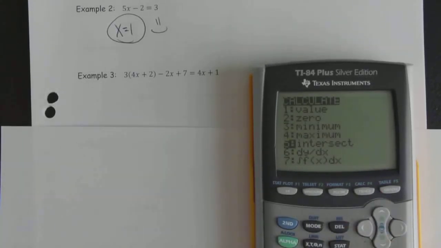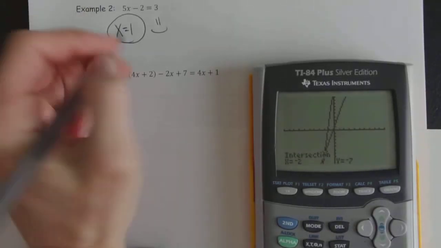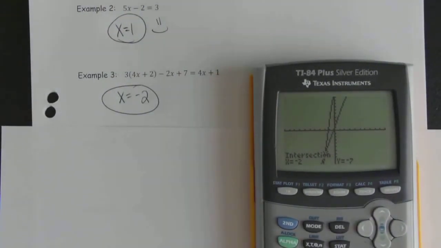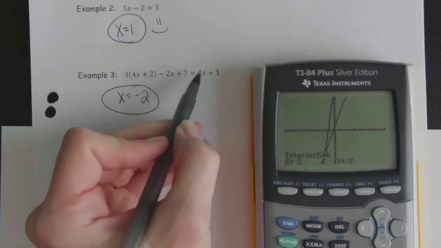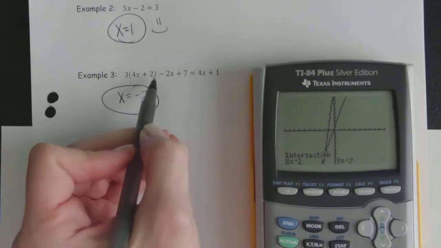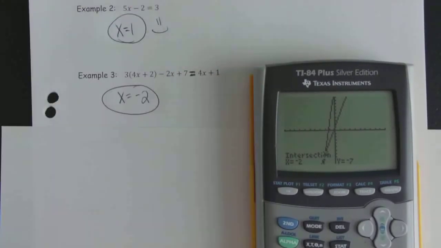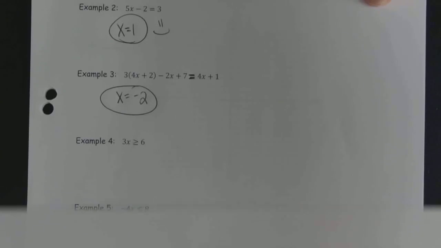So I'm going to do second trace, number 5, intersect, enter, enter. And I'm going to bring my cursor on down. My guess is that they intersect there. I'm getting x equals -2. Excellent. You could check it. You can put a -2 here, and a -2 here, and a -2 here. And I'm telling you, the two sides will indeed be equal. But for this video, I'm not going to do that right now. That way the video will stay on the shorter side. Okay, let's go to example 4.